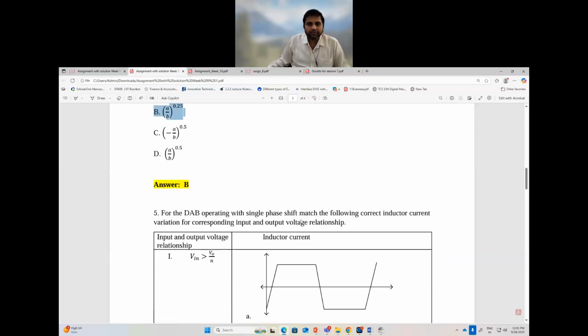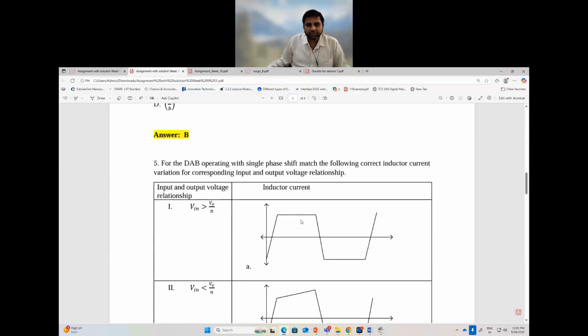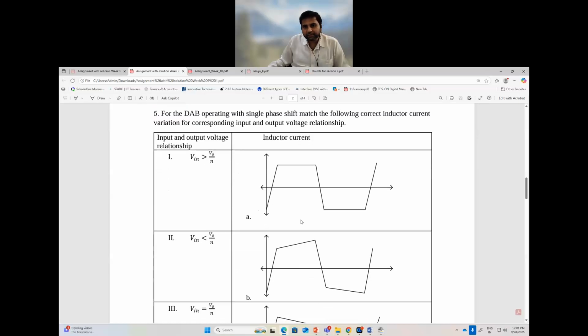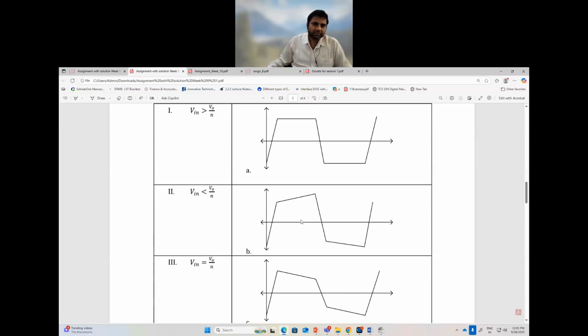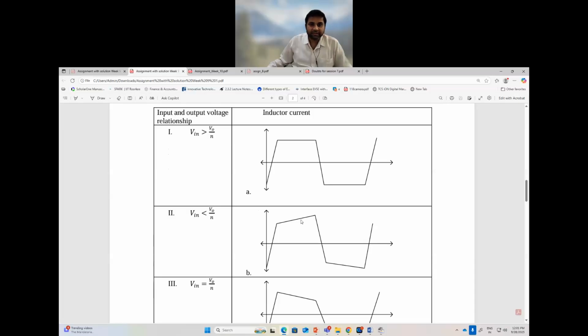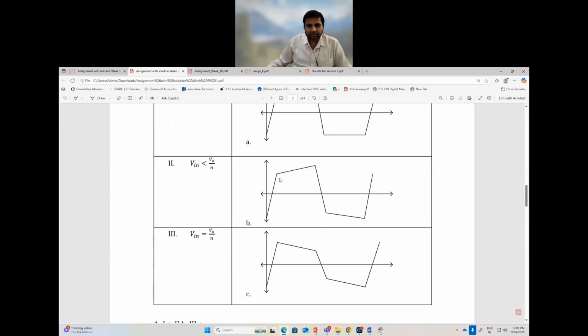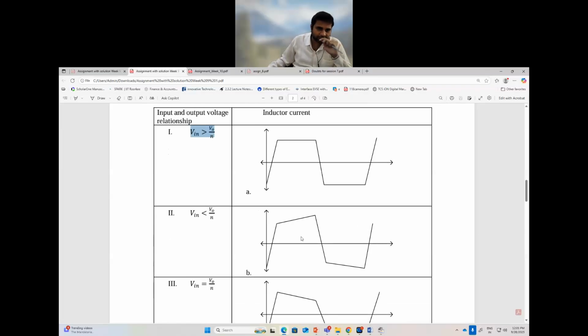Then the question number 5. In question number 5, the inductor current waveform is being given, and you have to then draw your relationship. So in this we have V in greater than V naught. V in greater than V naught means this particular slope will be a positive slope. So that's why 1 equates to B.